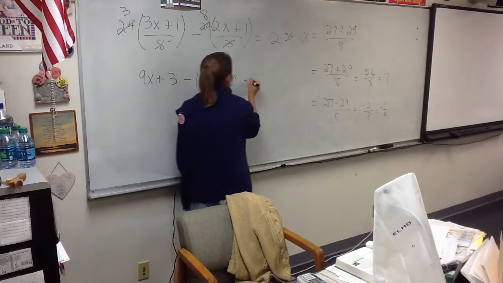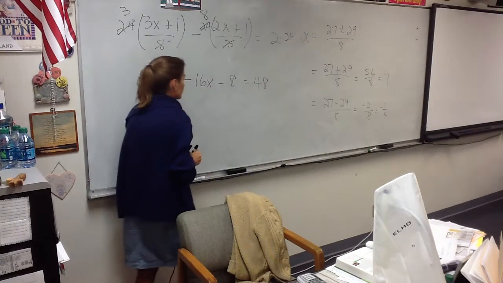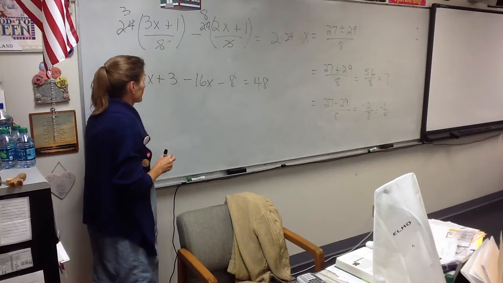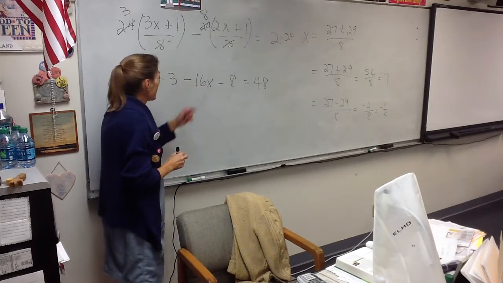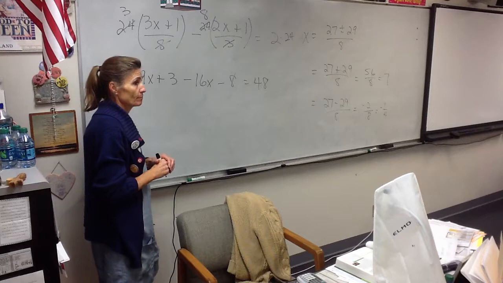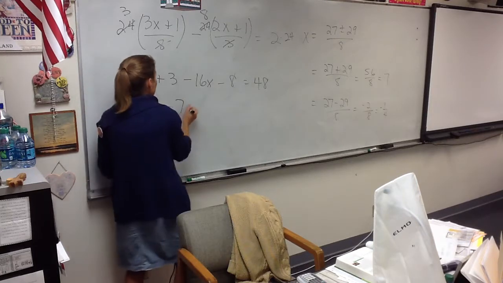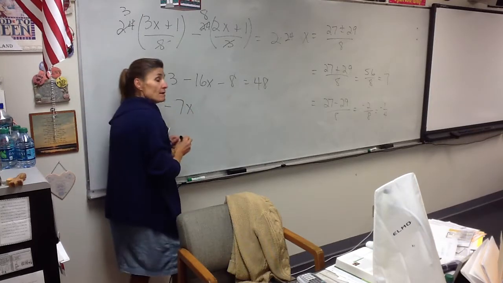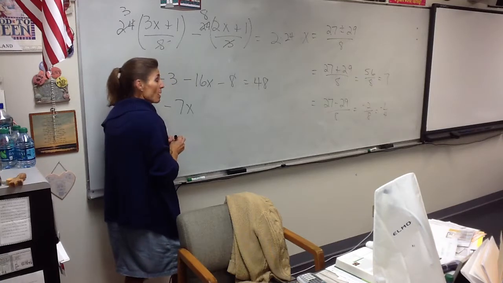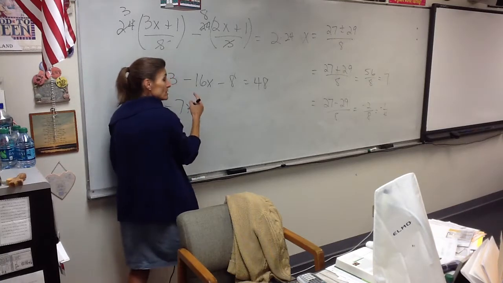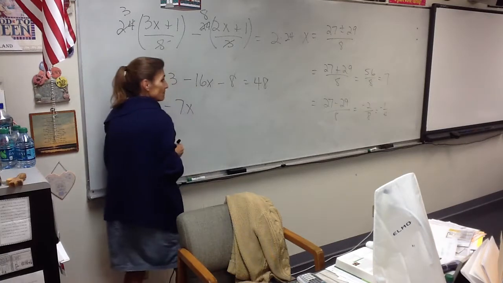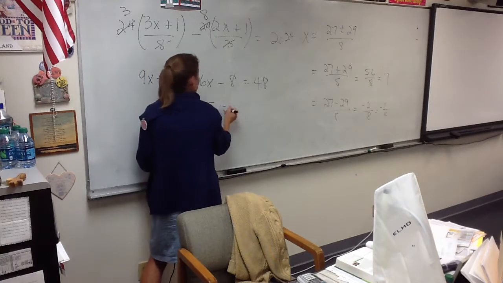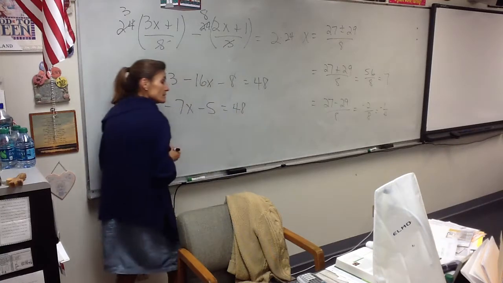Equal to 48. What's 9x minus 16x? Negative 7x? And I have a mistake on the answer sheet on this problem. I'm glad we're doing it to fix it. What's 3 minus 8? Negative 5.